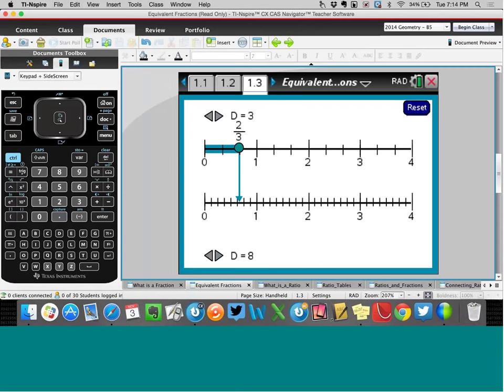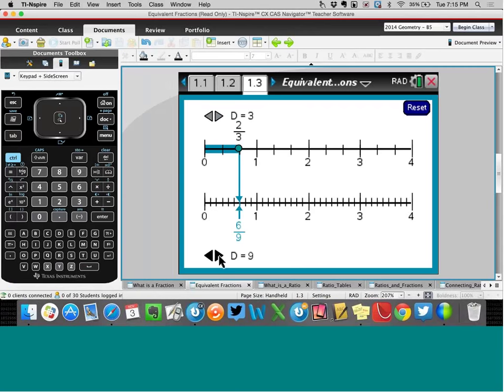2/3. So as we continue our work with equivalent fractions, we might ask students to determine a fraction that's equivalent to 2/3 that has 9 for its denominator. What will that be? Or we might ask them to determine a fraction equivalent to 2/3 that has 12 in its numerator. So we begin to think more and more about what equivalent fractions are and how we can begin to determine those equivalent fractions.